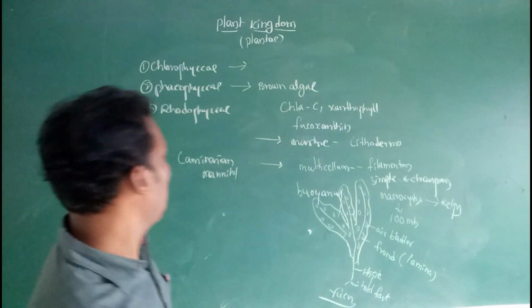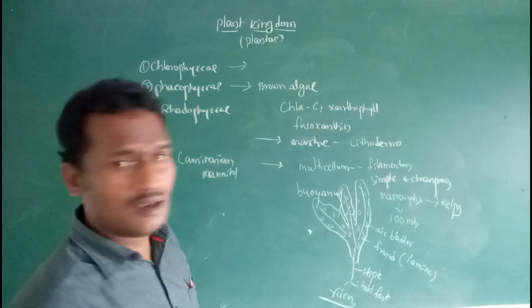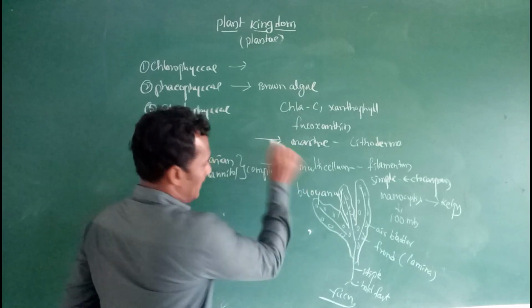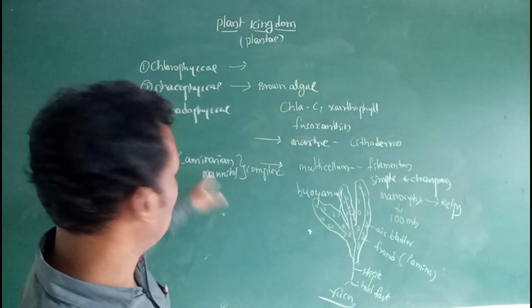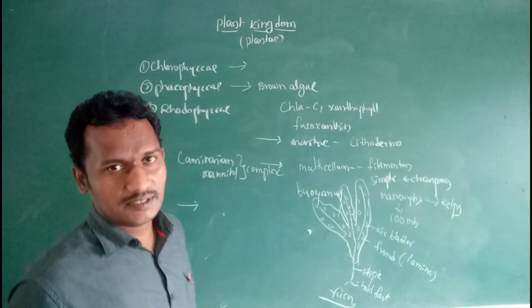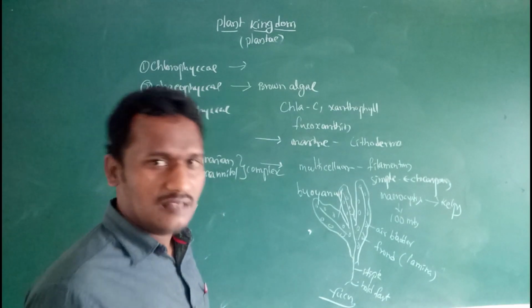Stores the food material mainly in the form of laminarin and mannitol. These are complex carbohydrates. Then Phaeophyceae members reproduce by three methods.